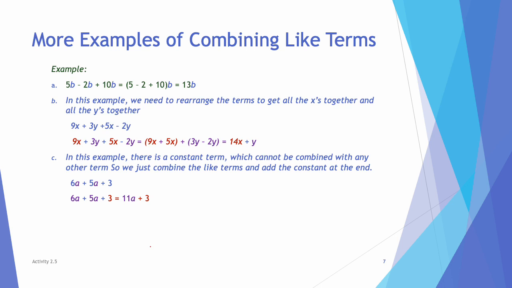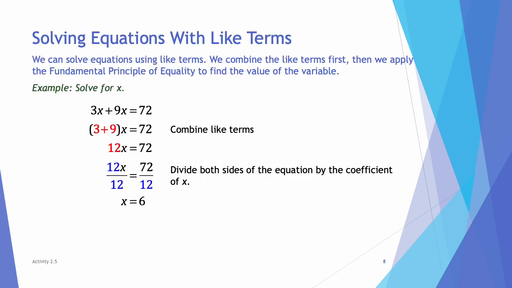In the third example, there's a constant term at the end, which cannot be combined with any of the other terms. So we just combine the like terms and we add the constant to the end. So I have 6a plus 5a plus 3. I add the 6a plus 5a to get 11a, and then I just add 3 on the end. We'll be doing some more problems like this in class, so you'll get a better understanding of how to move things around and how to combine like terms.